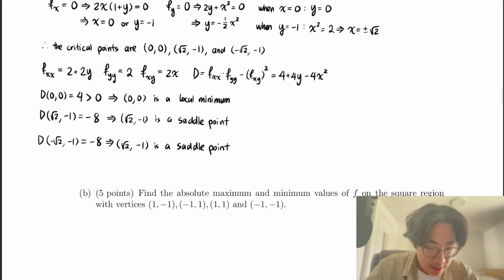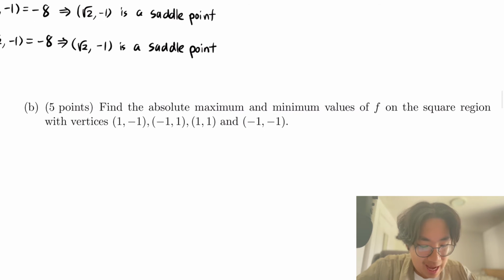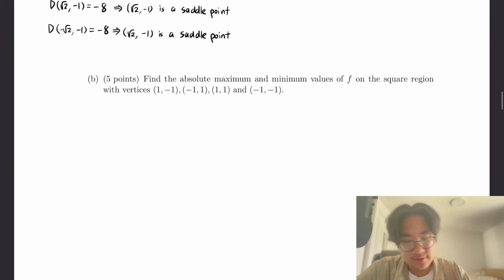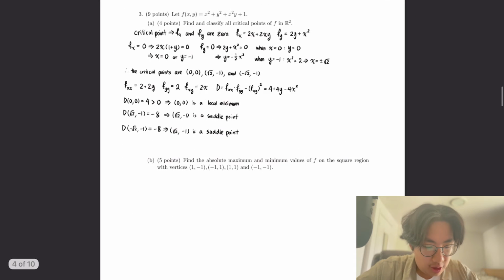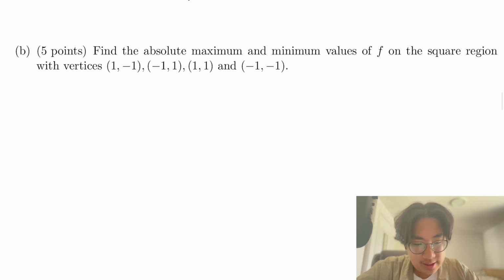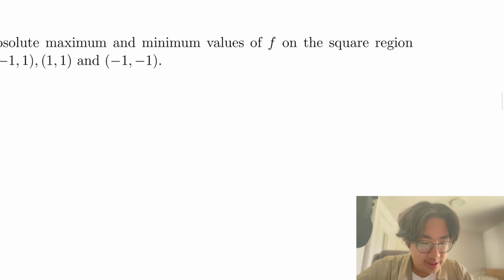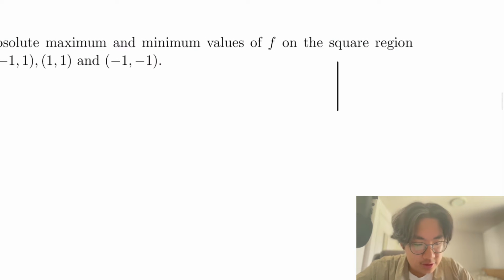Okay. Next part, we want to then find the absolute maximum and minimum values of f on the square region with vertices (1, -1), (-1, 1), (1, 1), and (-1, -1). So this is a very common type of question. Again, they'll give you some kind of region and they'll want you to find the absolute max and absolute minimum on that region. For this, hopefully the obvious first step for you is to sketch out the region.